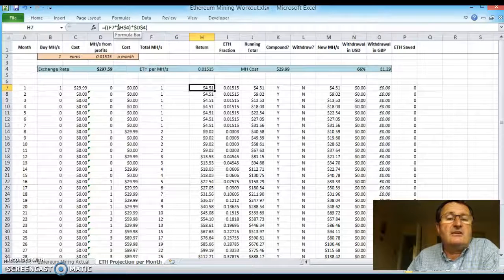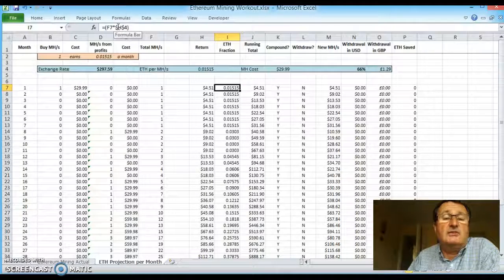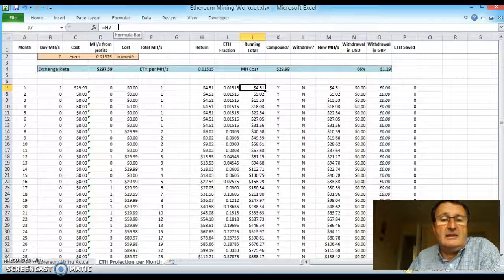In a month, that will return $4.51, which works out as 0.01515 mega hash. The running total in dollar terms is in this column, and that just basically tots up all the amount of money that we've mined, or the equivalent amount of money that we've mined. And obviously, as the exchange rate changes, that would have changed as well. So it's more of a guide than anything, really, to be honest with you.